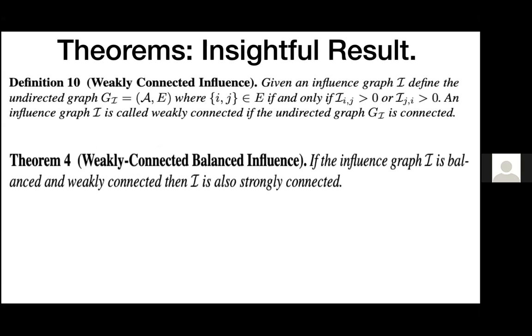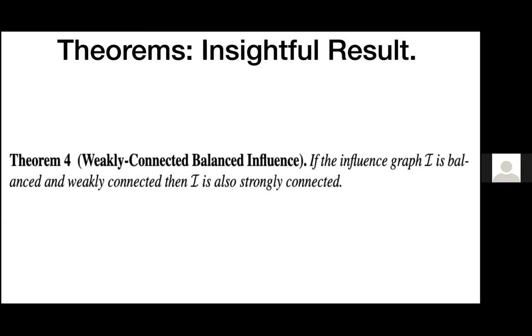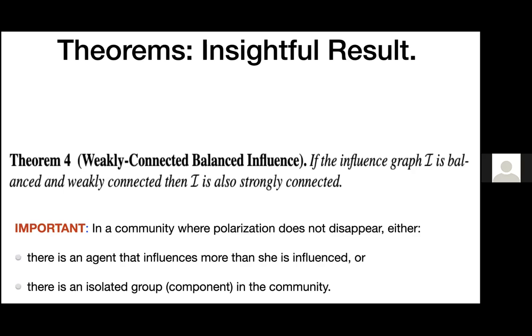I assume that people know what a weakly connected influence graph is. So it turns out that if you have an influence graph that is balanced and weakly connected, then it's also strongly connected. You might say, well, good luck with that, but it tells me a lot actually. Because this theorem also tells you that in a community where polarization does not disappear, either there is an agent that influences more than she is influenced, or there is an isolated component in that community.